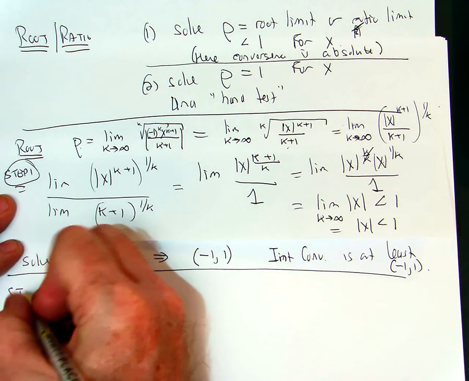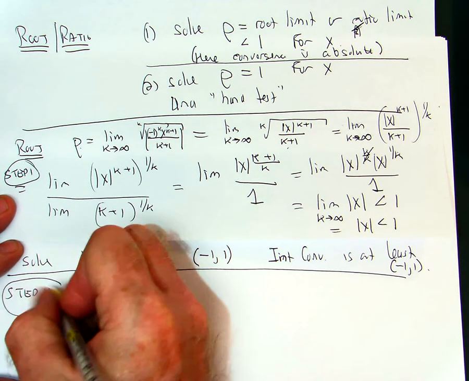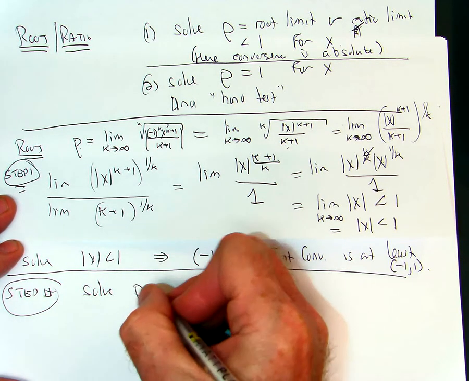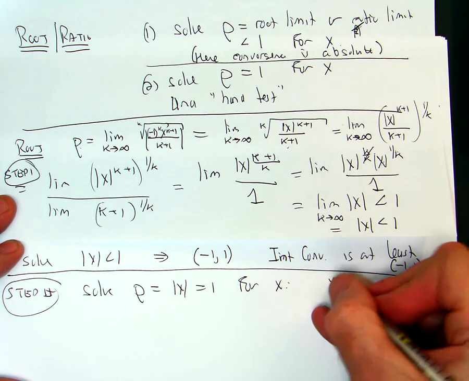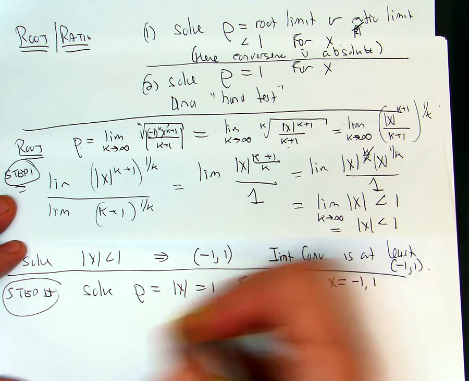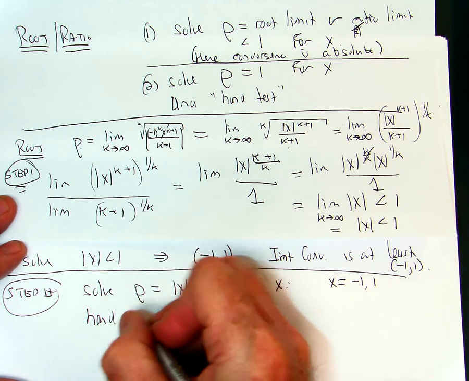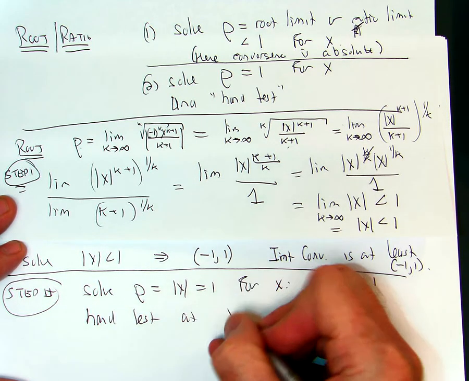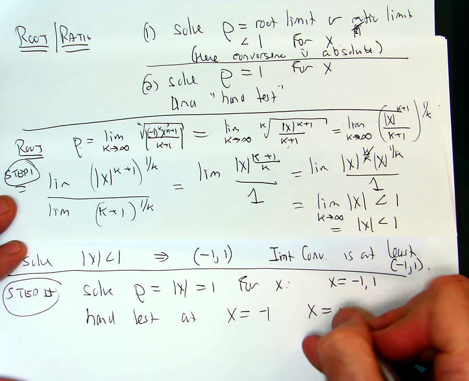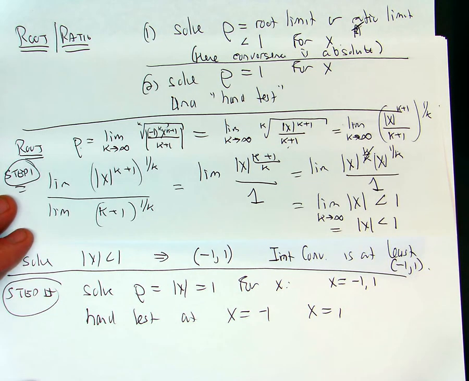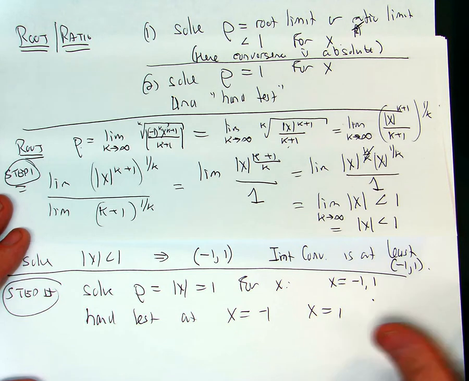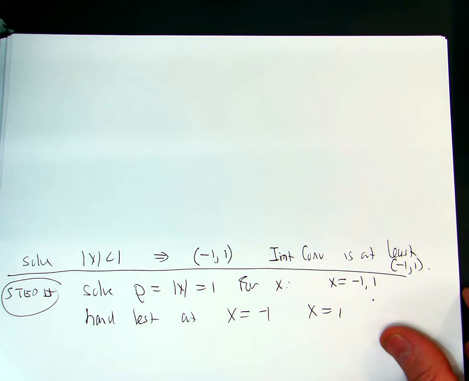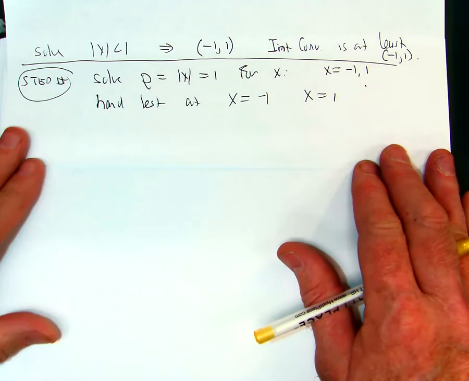Now step 2, I solve rho equals 1 for x, and I get x is equal to -1, 1, and now I have to hand test at x equal -1 and x equal 1. I've already done that, but we'll do that again. So I'll do that on the next page, and I'll come back and review everything. So that's where we are there.